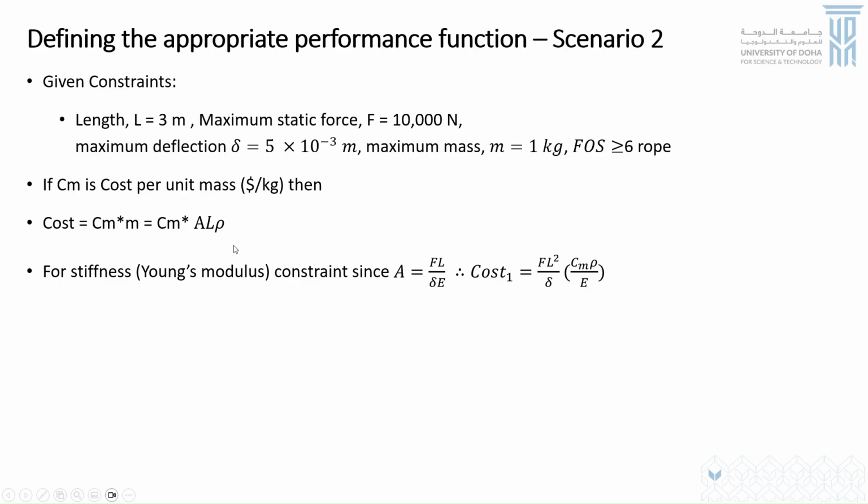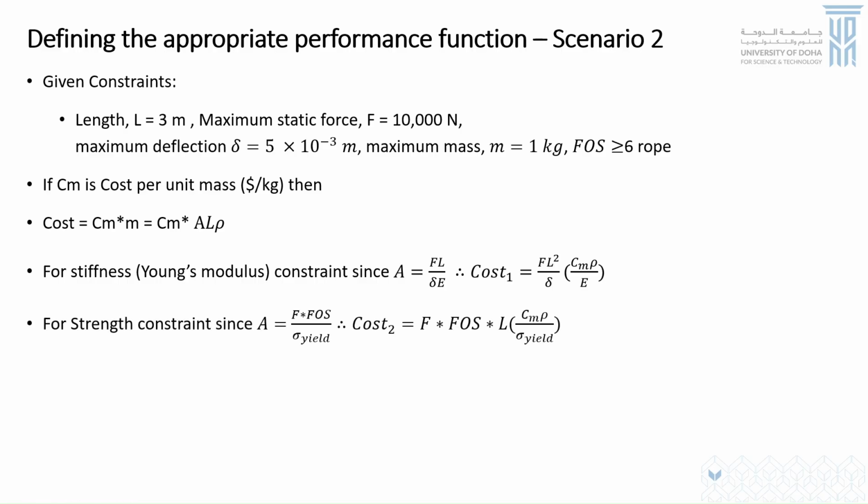When we substitute this area back into this equation, we get the first estimate of our cost, which is F L squared over delta, into Cm, which is the cost per kilogram, into density divided by the Young's modulus. In this case, of course, the force, length, and delta are fixed constraints, so this will be a constant, whereas this represents the variables that we can change to change our material selection, and therefore we'll call this our material index M1.